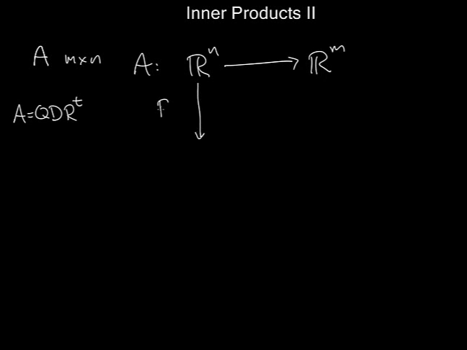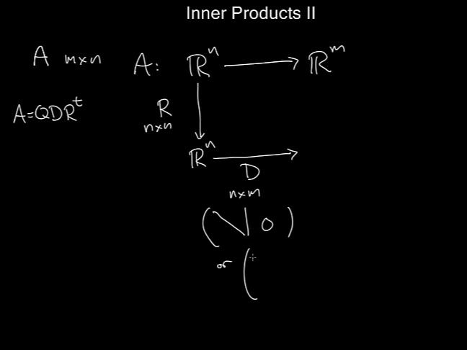Well, the first thing I would be doing is taking R transpose as a map from Rn to Rn. And then D is a map from Rn to Rm of this very simple form, either like this or like this, depending on which is bigger, M or N. And then finally, I'd be applying this matrix Q going from Rm to Rm. That's the idea.